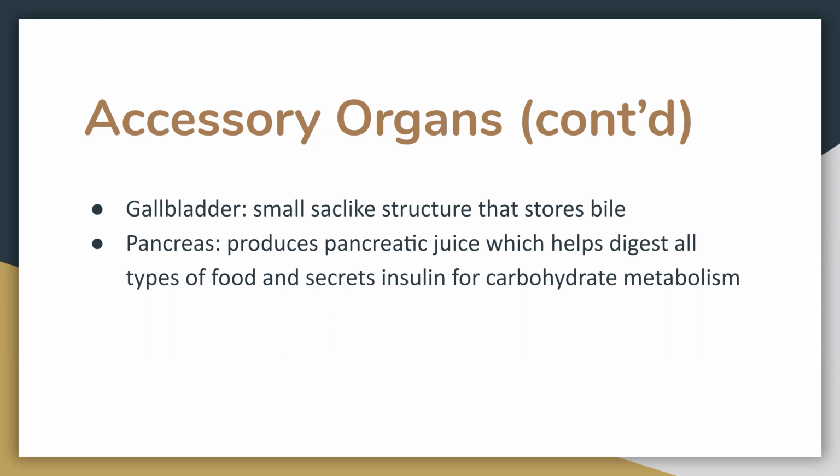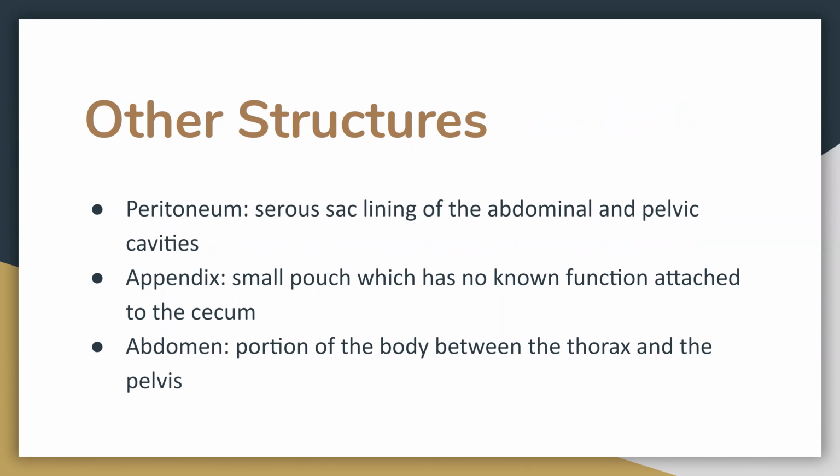You have the peritoneum, which is a serous sac lining of the abdominal and pelvic cavities. And you have the appendix, which is a small pouch, which has no known function, attached to the cecum. The abdomen is the portion of the body between the thorax and the pelvis.